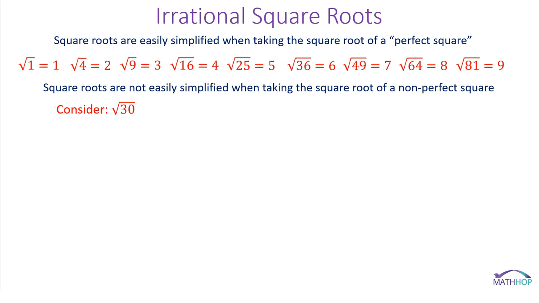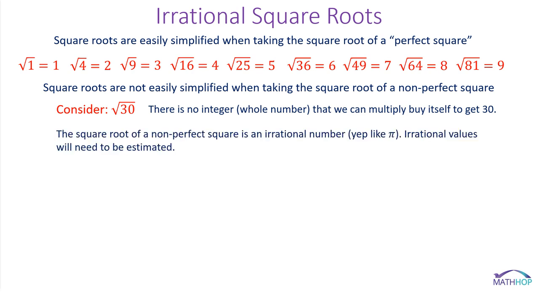Let's consider the square root of 30. There is no whole number. Whole numbers are called integers. There's no whole number that we can multiply by itself so that we could square to give us 30. So the square root of a non-perfect square is what we call an irrational number. Yep, just like pi. Irrational values will need to be estimated.